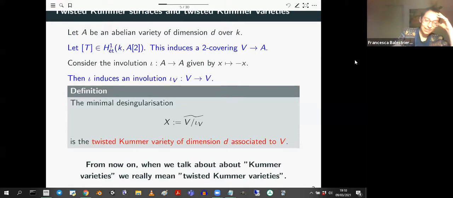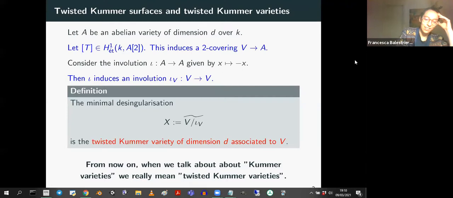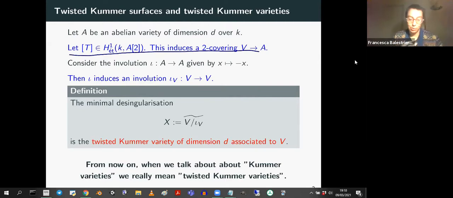And in blue, I've just highlighted the extra steps that we need to do in order to twist the previous construction. So again, we start with an abelian variety of some dimension d over k. But now we take some torsor T, or the class of some torsor T, over k under the two-torsion part of the abelian variety. So this is what this is saying. We take this torsor, and this naturally induces a 2-covering V over A.